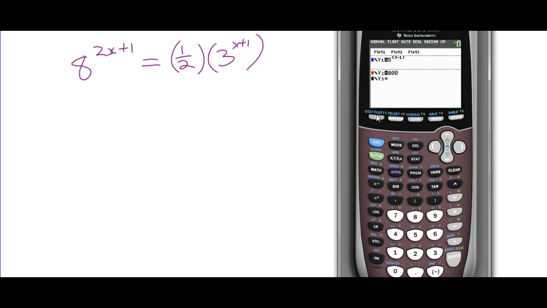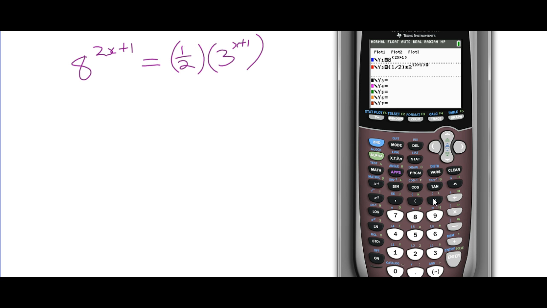All right, so we go to y equals. We're just going to clear out what's in there. Okay, 8 to the power of 2x plus 1, in brackets. Enter. 1/2, 1 divided by 2. There's my half. Times 3 to the power of x plus 1. I'm going to put it in brackets. I don't need to. It would all stay up there, but that's nice. I mean, depending on the calculator, some calculators you do need to.